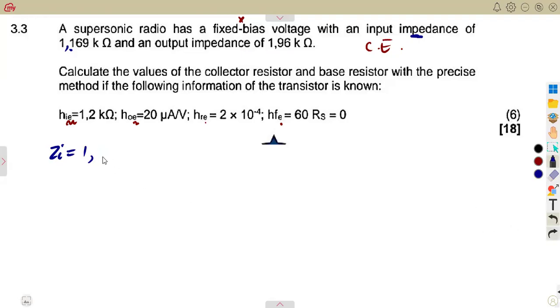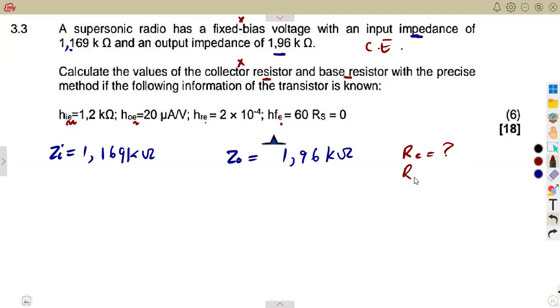1,169 kilo ohms, and the output impedance is also given as 1,96 kilo ohms. And from this information, they are saying calculate the values of the collector resistor RC and the base resistor, which is RB. We need these values with the precise method. The precise method has to be used.